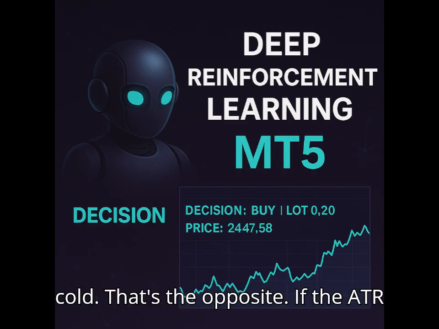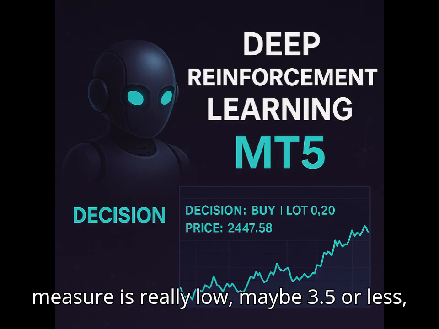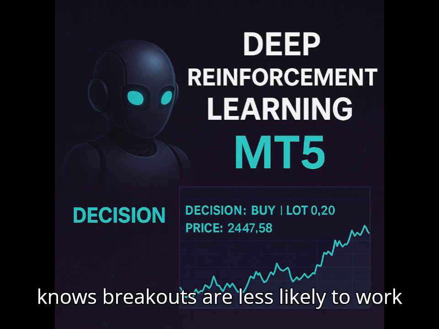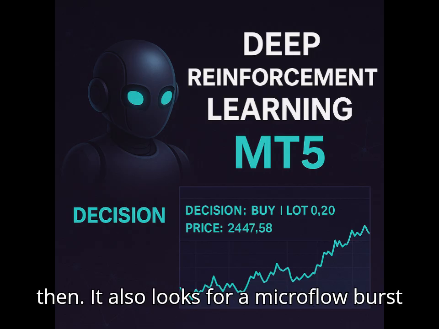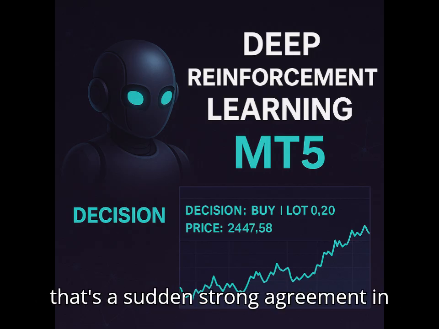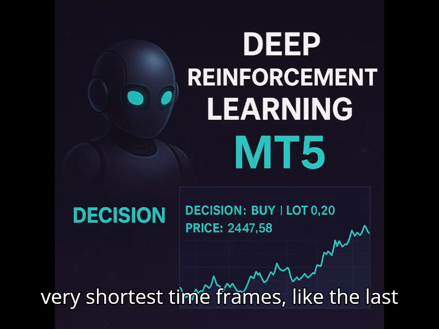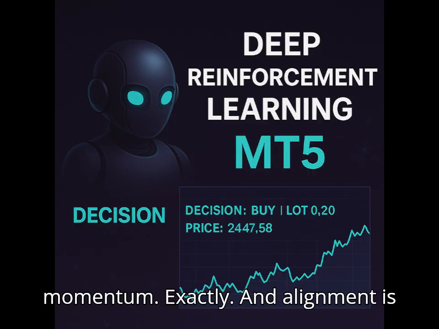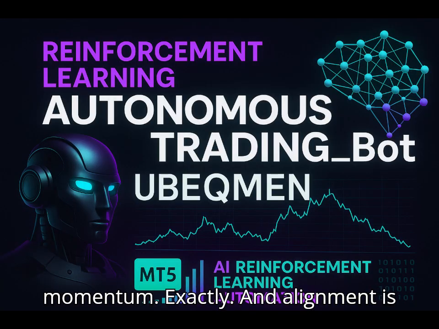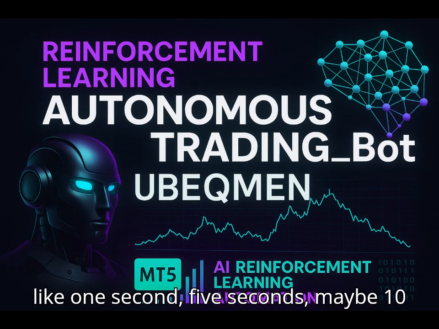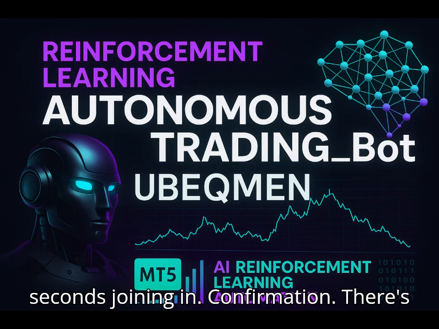And cold. That's the opposite. If the ATR measure is really low, maybe 3.5 or less, it signals a drifting market, and the bot knows breakouts are less likely to work then. It also looks for a microflow burst. That's a sudden, strong agreement in buying or selling pressure across the very shortest time frames, like the last couple of seconds. Signaling immediate momentum.